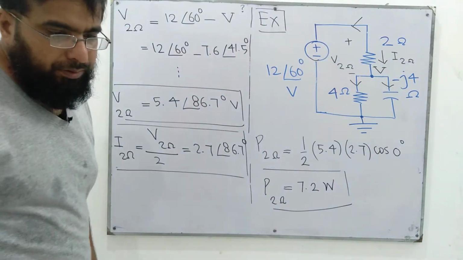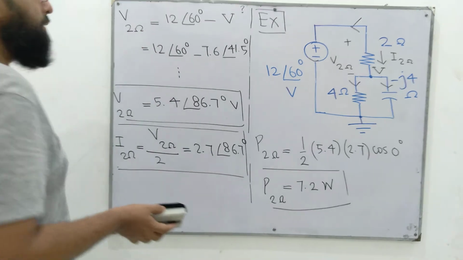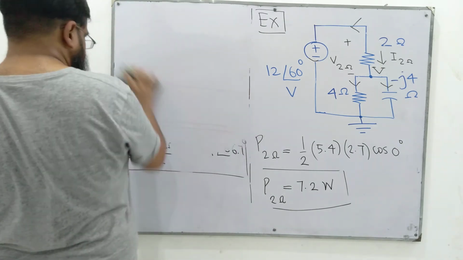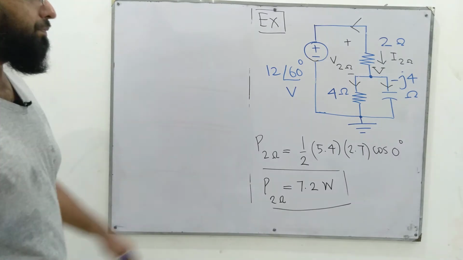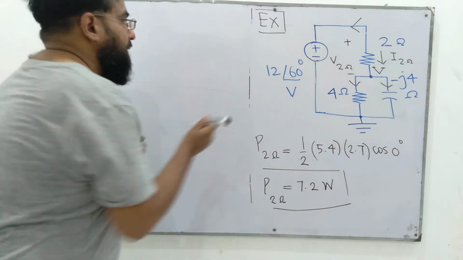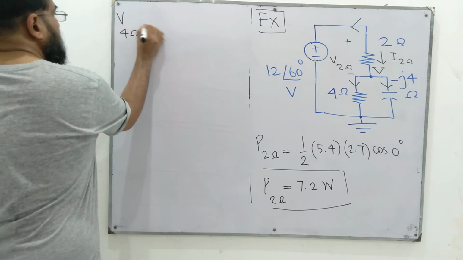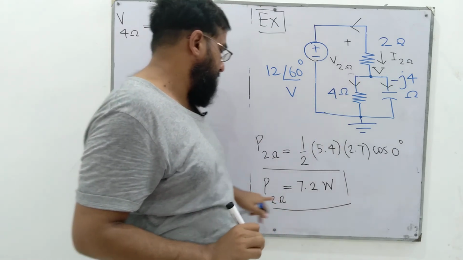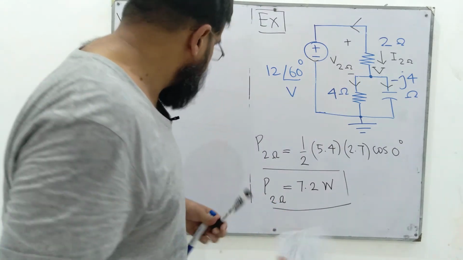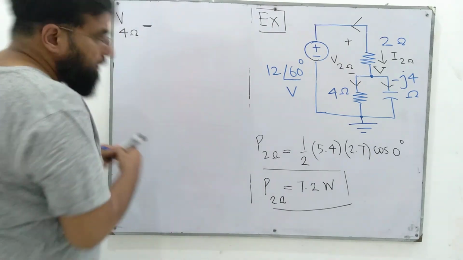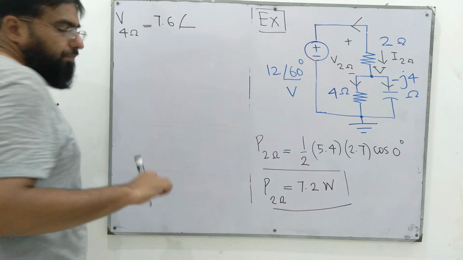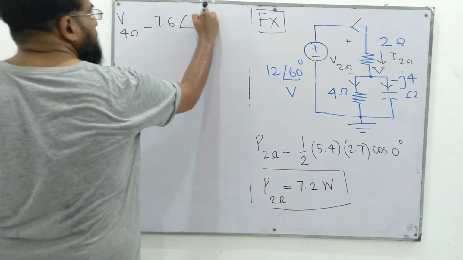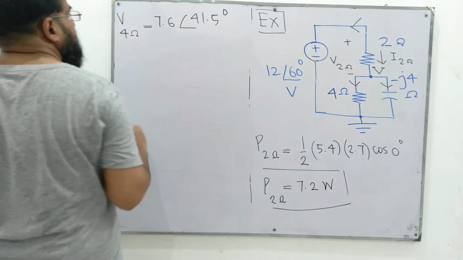The next thing is that we want to find the power absorbed in this 4 ohm resistor. For that we have to do the same thing, find the voltage drop across it. Since this is V, this is ground, the voltage drop across the 4 ohm resistor is the same as V, and we have computed V to be 7.6. As a result of applying nodal analysis, we computed V as 7.6 at an angle of 41.5 volts.